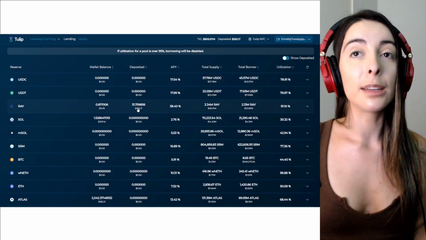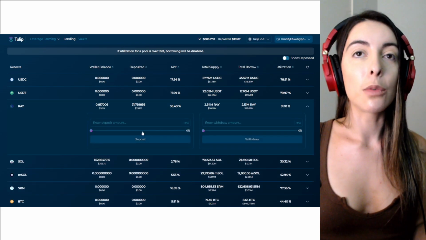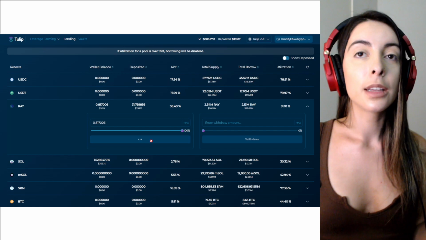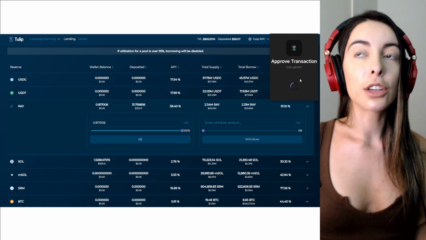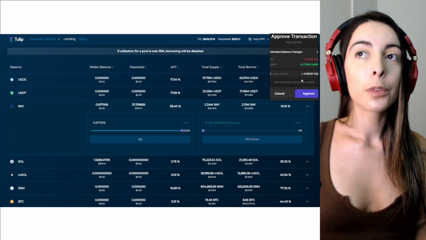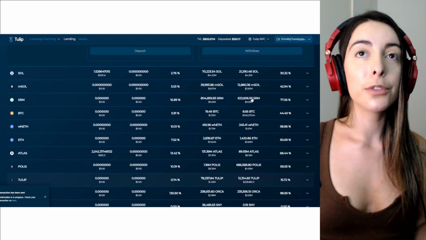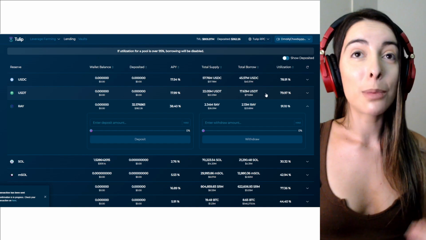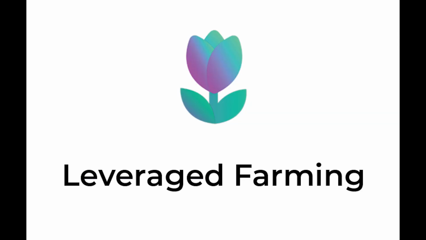I've already got some Raydium supplied, but I'm going to supply some more. So I enter the amount that I want to supply. I'm going to go max. I'm going to deposit, and it's going to confirm in my wallet. And once I press approve, the transaction will go through and my Ray will be deposited into this lending platform.